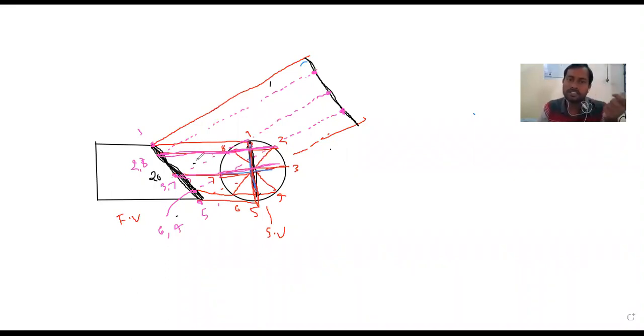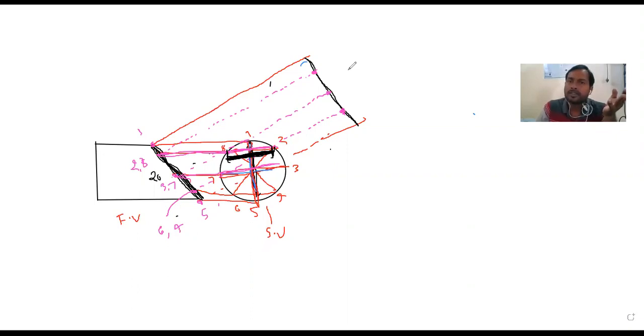Now this is the final stage. By using a scale, protractor or compass, whatever instrument you use, you should measure the distance from here to here. You don't need to measure the total distance, just measure from this portion only.